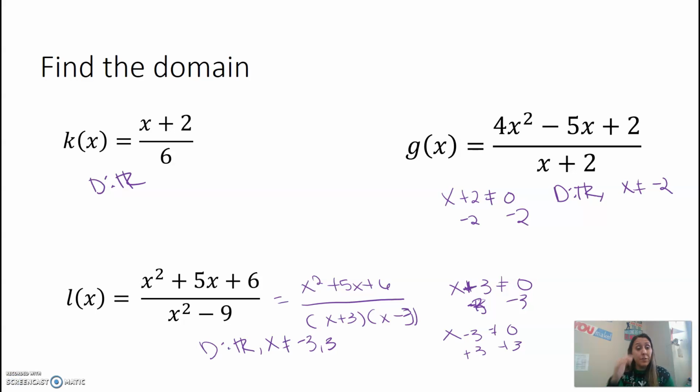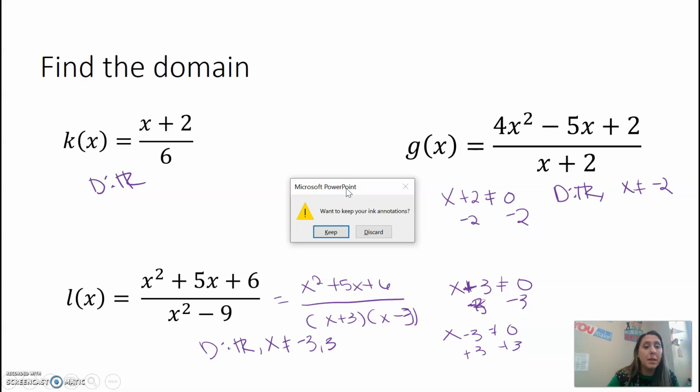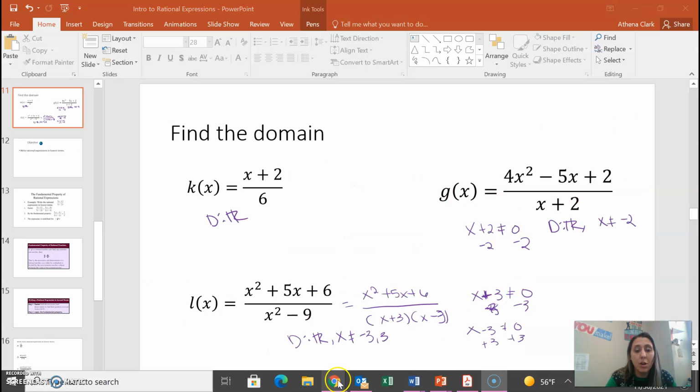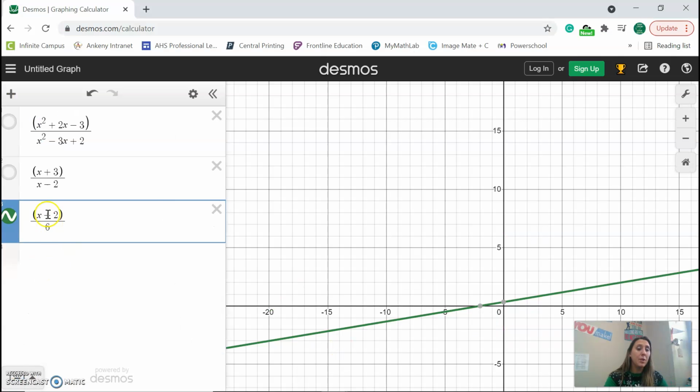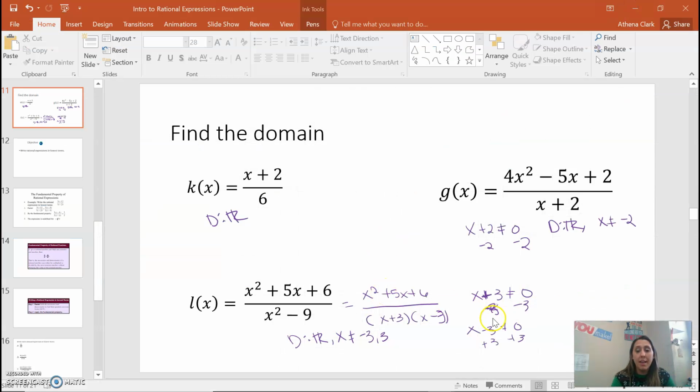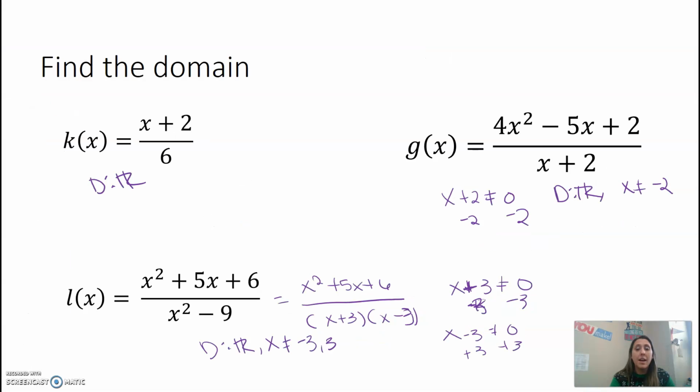Okay, so the domain for the first one is all real numbers, and I was going to show you what I mean by all real numbers. So if I were to graph that first function, it's a line, and a line has a domain of negative infinity to infinity. So it's going to be all real numbers. So that's why that one is that way.